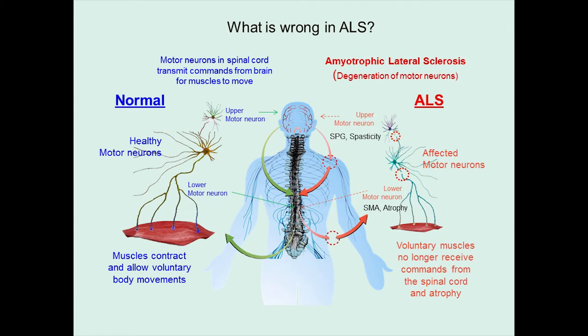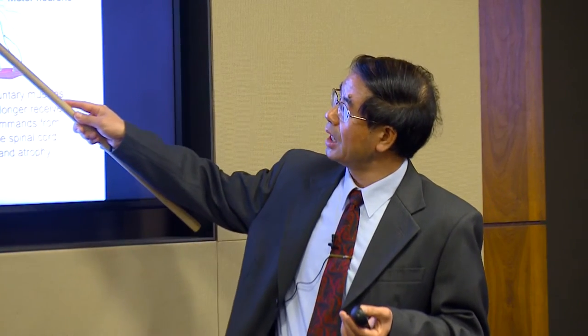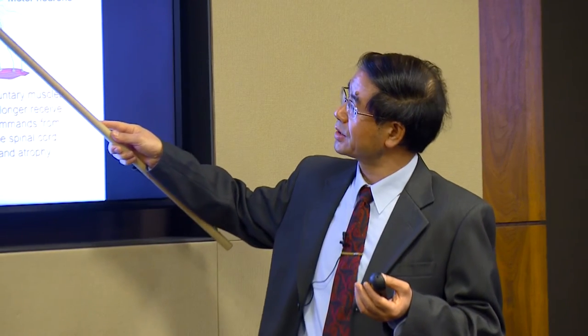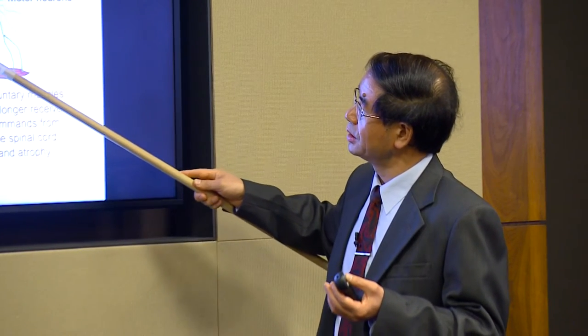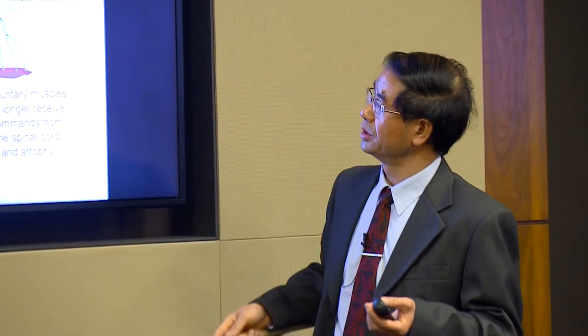So what we can see clinically, the patient shows this muscle problem. The real problem actually is in our central nervous system, in our brain and spinal cord. The neurons controlling this muscle have problems. And then we have two types of neurons. One is called upper motor neuron, in our brain. One is called lower motor neuron, either in the lower part of the brain or in the spinal cord.